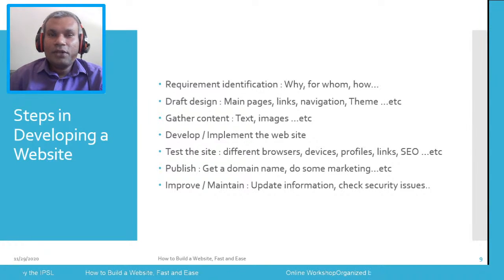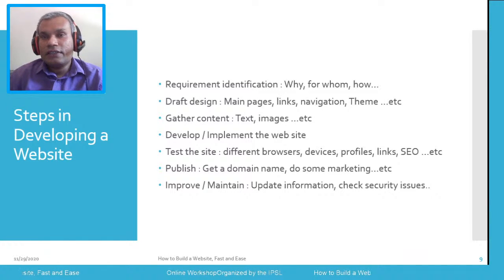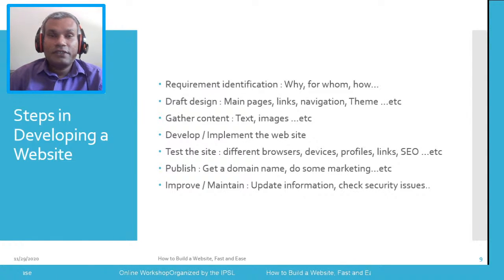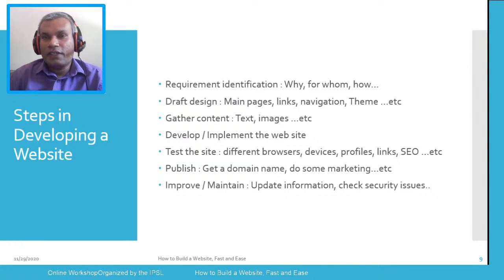So you have to think about the audience, and depending on it, how many pages, what kind of themes, colors, things like that. Once you come to that point, it's time to gather the content. You may need to find some photos, maybe some logos, maybe some text. All these things you need to gather. Then you start developing the actual website. That's the part we are going to cover today.